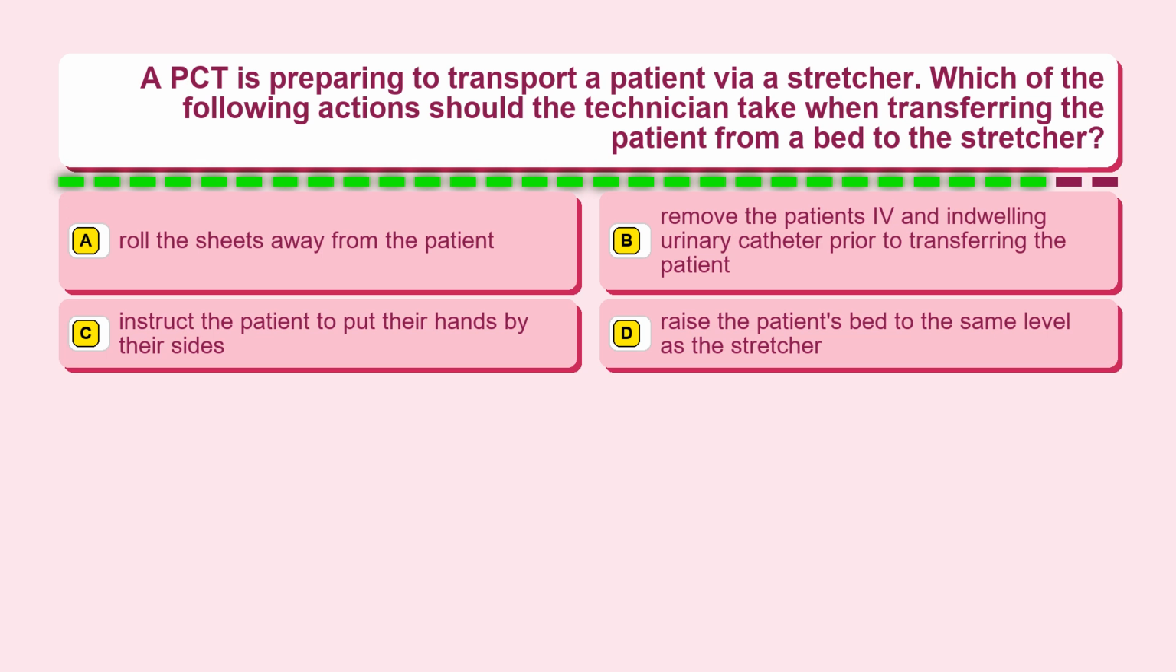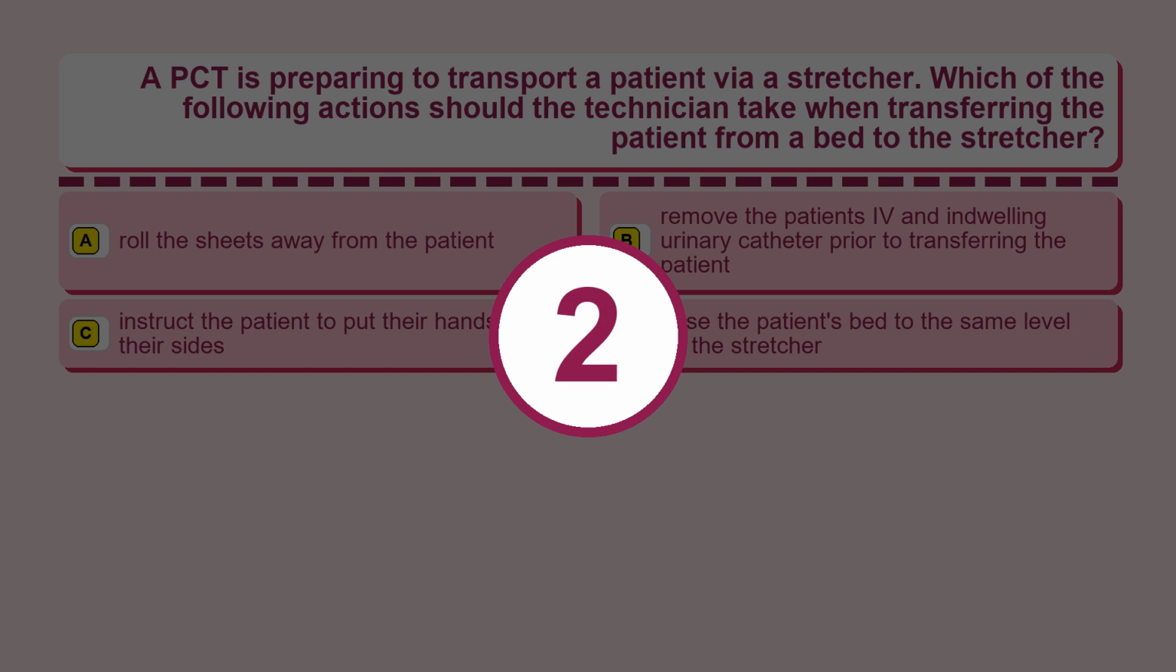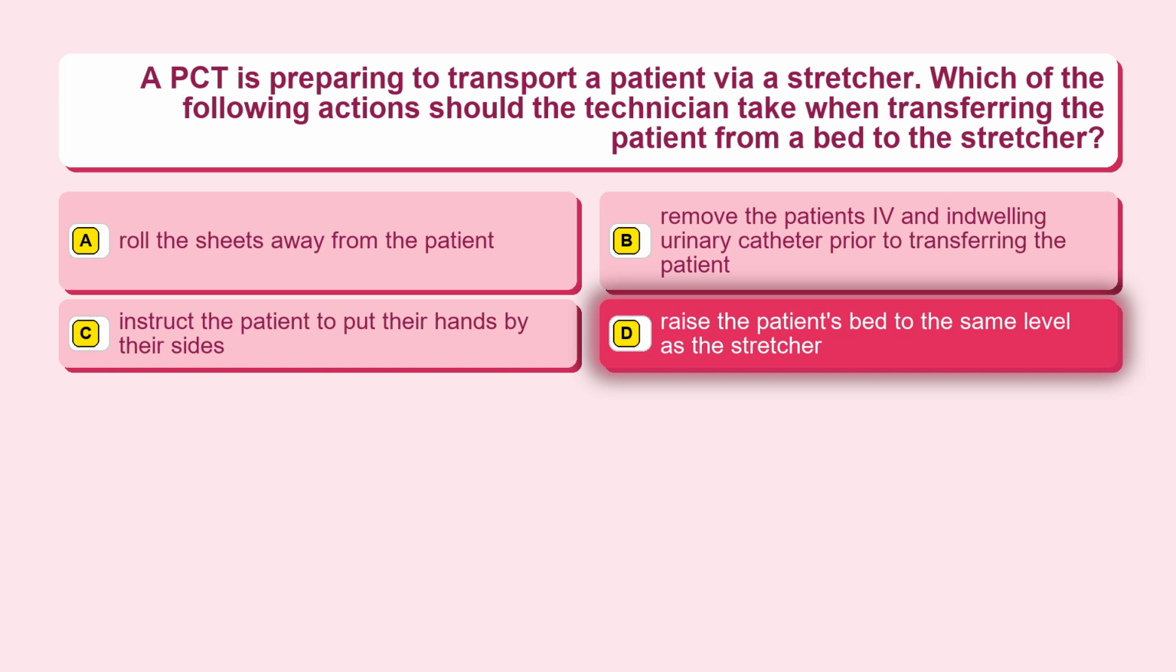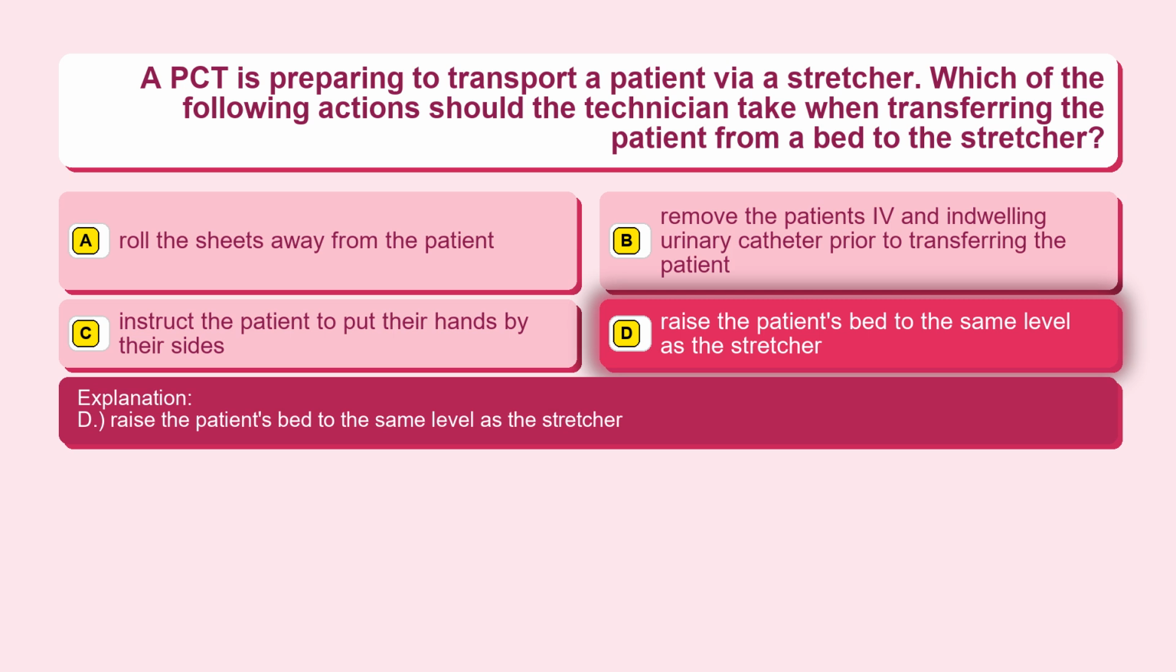Question 8. A PCT is preparing to transport a patient via a stretcher. Which of the following actions should the technician take when transferring the patient from a bed to the stretcher? Option A. Roll the sheets away from the patient. Option B. Remove the patient's indwelling urinary catheter prior to transferring the patient. Option C. Instruct the patient to put their hands by their sides. Option D. Raise the patient's bed to the same level as the stretcher. The correct answer is option D. Raise the patient's bed to the same level as the stretcher.